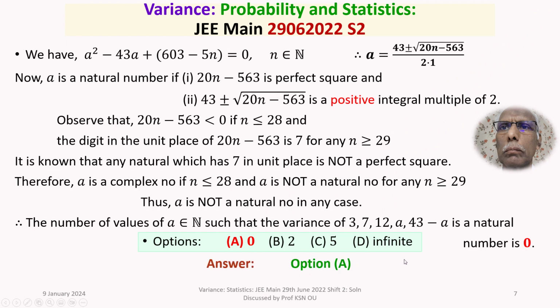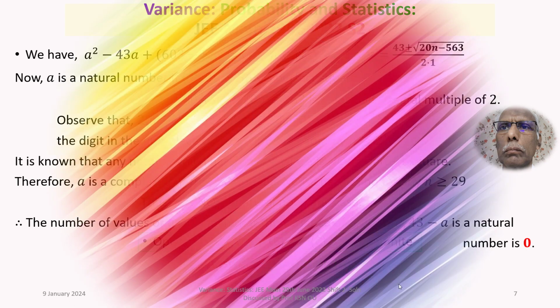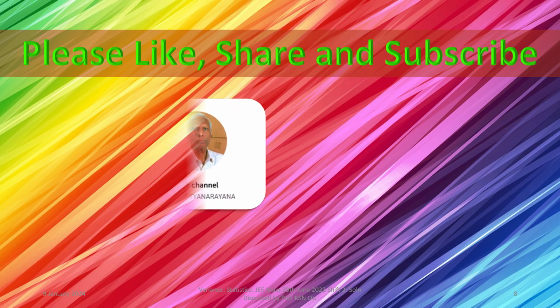That is the detailed discussion of the solution of the problem from the section probability and statistics. The question is related to statistics, and it is related to the variance of the given data. It is definitely a difficult question, because drawing the conclusion that there are no such natural numbers is the crux of the problem. I am sure that you have understood the solution of this problem, and I wish you all the best. Thank you.